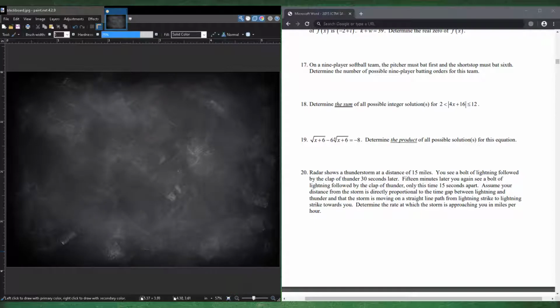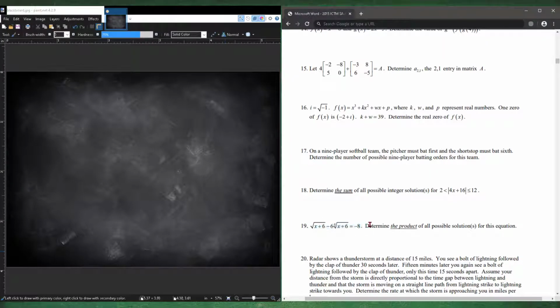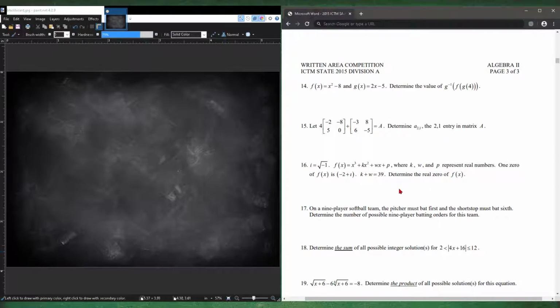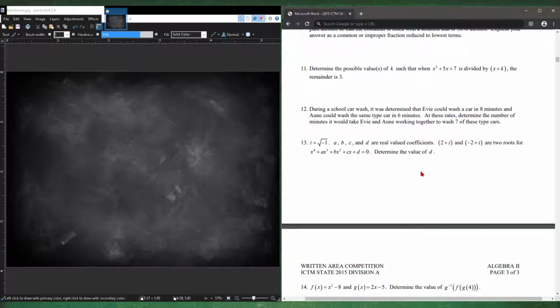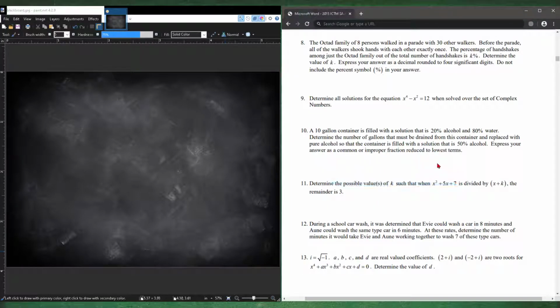Overall, this exam seems to be pretty simple. 20 might seem hard because there's a bunch of words, but if you read carefully enough, it should be fine. 19 is a manipulation of variables. 18 is just with absolute values. There's a combination question here. More polynomials, matrices, right? Polynomials and more polynomials.